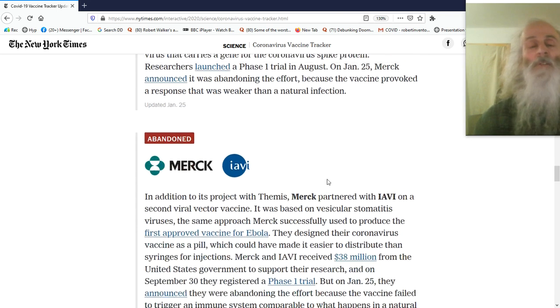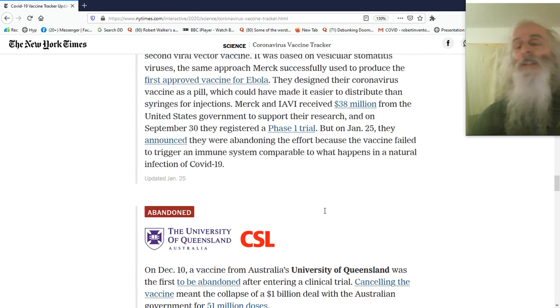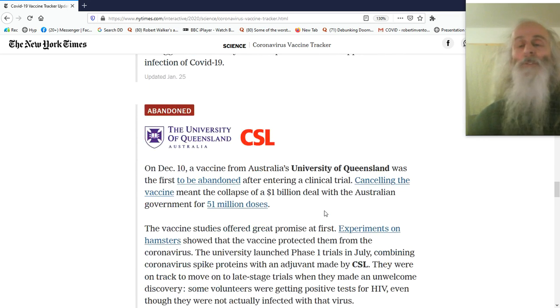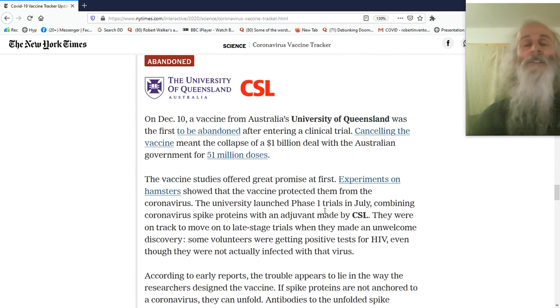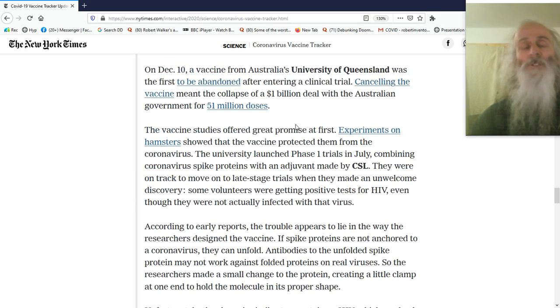And then a couple from Merck, and they sadly found they produced a response that's weaker than natural infection. Nearly all the vaccines have a stronger response than natural infection, so that's why they stopped theirs. It probably would have worked. And then a really rather strange one, the University of Queensland, and that was a collapse of $1 billion deal for 51 million doses for the Australian government. And that was a big deal, that one. It's really rather sad.